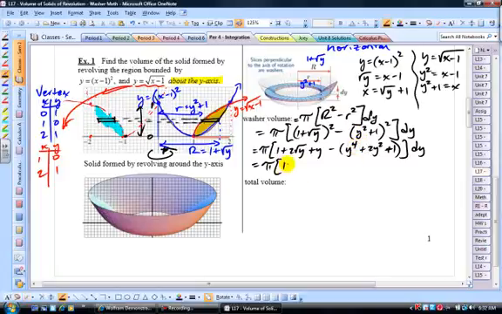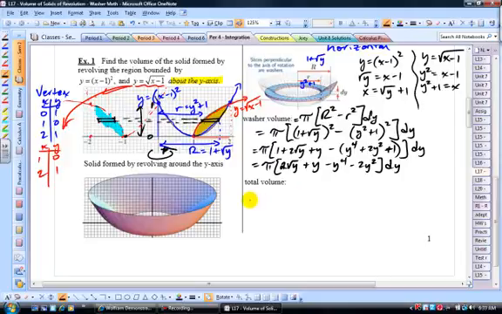So let me try this again. When the 1s cancel out, I'm going to have 2 root y plus y minus y to the fourth minus 2y squared. There we go. All right, times this thickness dy. And now what I want to do is integrate it. Well, I integrate from my lower bound because the washer started at the low point at 0 and goes all the way up to the height of 1.